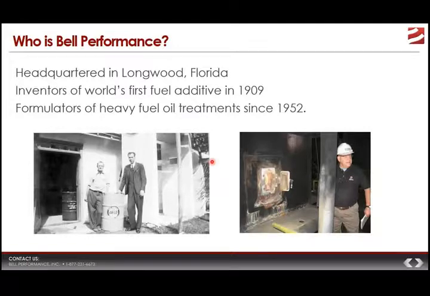And the ATX formulations are manufactured by us, by Bell Performance. We are headquartered in Longwood, Florida. We have been in Florida since the early 1930s, when our founder, Robert Bell, moved us down from Virginia. He actually invented the world's first fuel additive, which was a detergent for gasoline and ethanol back in 1909. Bell Performance has been formulating heavy fuel oil treatment since 1952. So we've been doing this for a fairly long time.